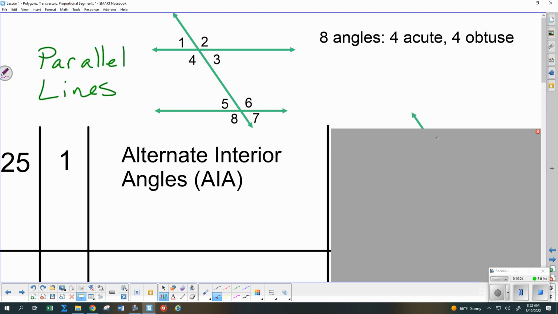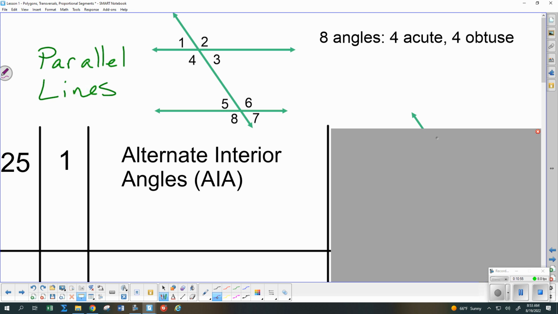Alternate interior angles. What does the word interior mean? Everybody. Inside. So I'm talking about the angles that are inside the parallel lines. So I'm talking about 3, 4, 5, and 6. Does it look to you like all 4 of those are congruent? Or does it look to you like something's acute and something's obtuse when you look at that picture?